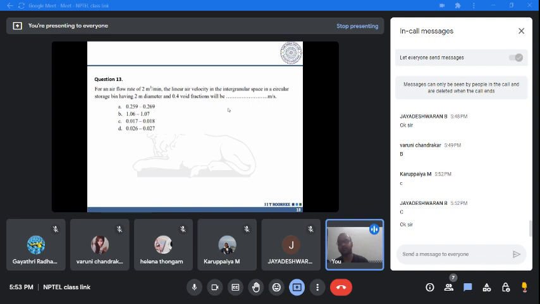Question 13: for an airflow rate of 2 meter cube per minute, the linear air velocity in the intergranular space in a circular storage bin having 2 meter diameter and 0.4 void fraction will be. So what is the linear air velocity? You need to tell here. Please, if you know the solution, let me know in the comment box.